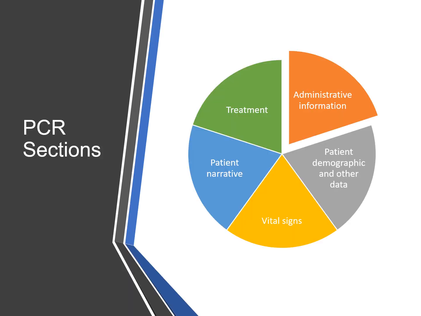Okay, now you have different sections of the PCR, which is administrative information, patient demographics, vital signs, patient narrative, and treatment. Patient narrative we'll talk about a little bit later, but in a sense, you're kind of painting a picture of what's going on with the patient, with the scene, with what you're seeing. And I like to use SOAP, so subjective, objective, assessment, and then my plan for a patient narrative. It helps me kind of lay it out easier.